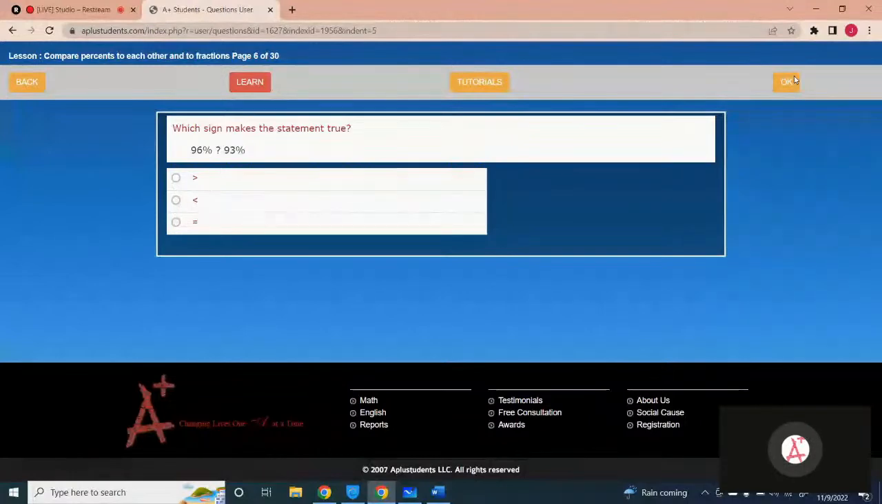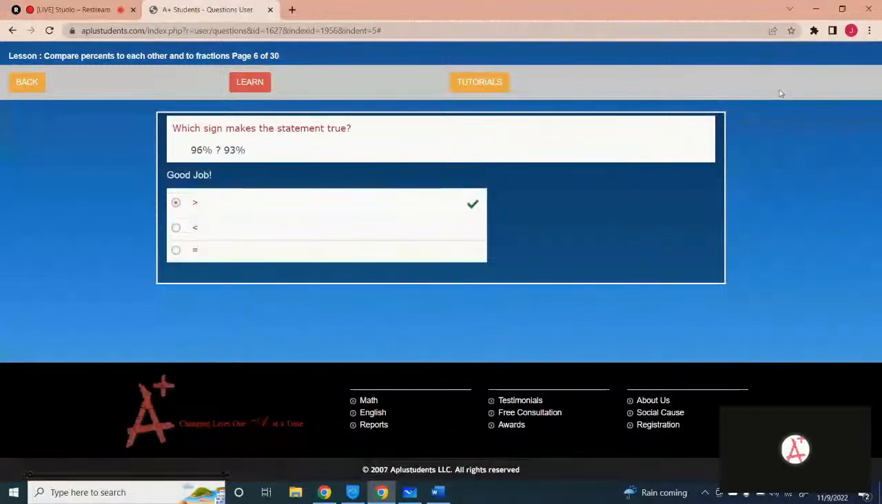Okay, the next one is 96% and 93%. So is 96 less than 93 or greater than 93? 96% is greater than 93%. Got it? Just select the correct option and click on the OK button.